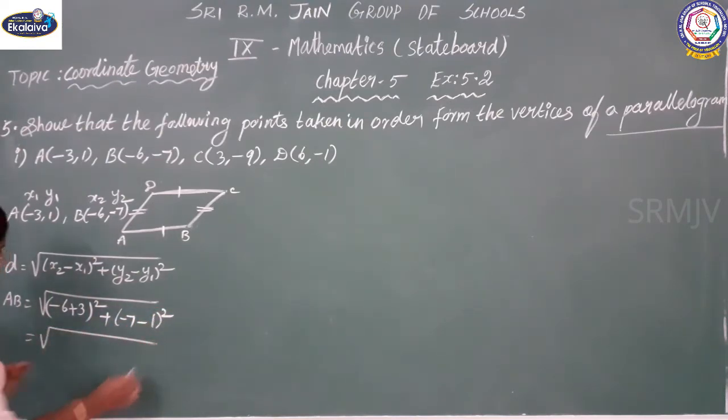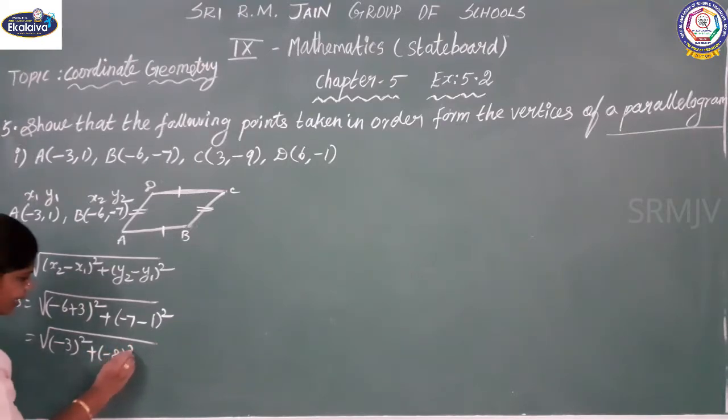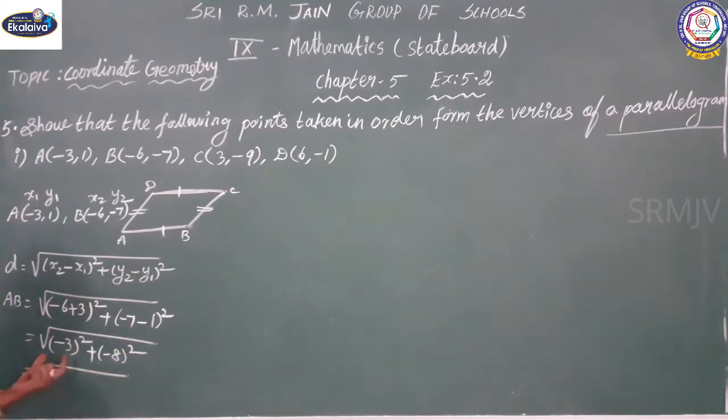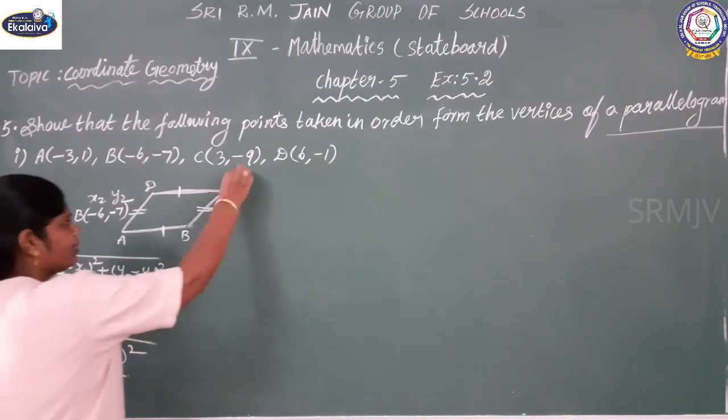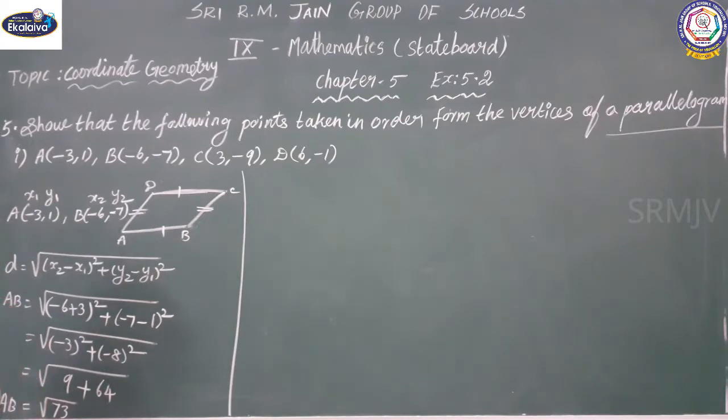Okay. So minus 6 plus 3. What you will get? Minus 3 the whole square plus minus 7 minus 1. So what you will get, children? Minus 8 the whole square. Okay. So minus 3 the whole square, what you are getting? So 9 plus minus 8 the whole square, 64. When we add this, what you will get, children? Root of 73. So the distance of AB is root of 73. Okay. Root 73. Next we are going to find BC.